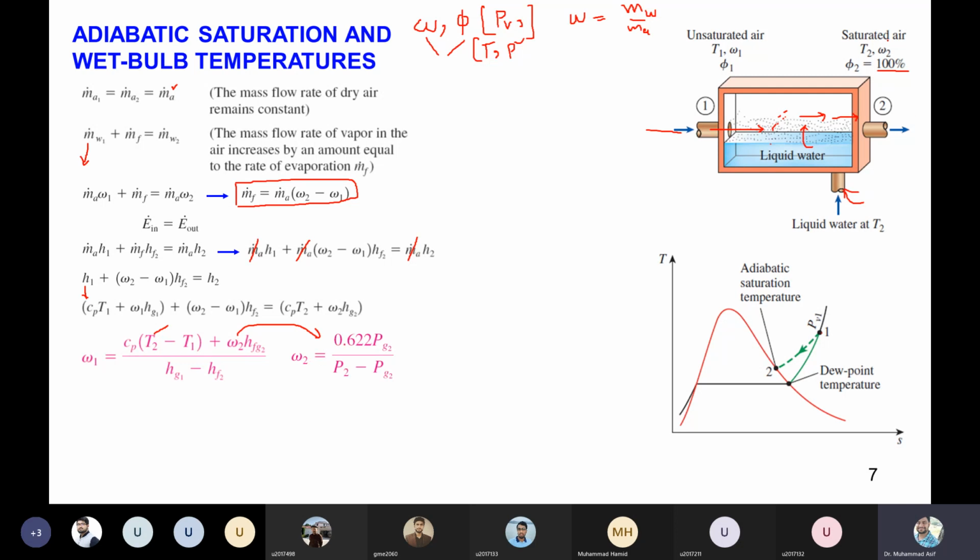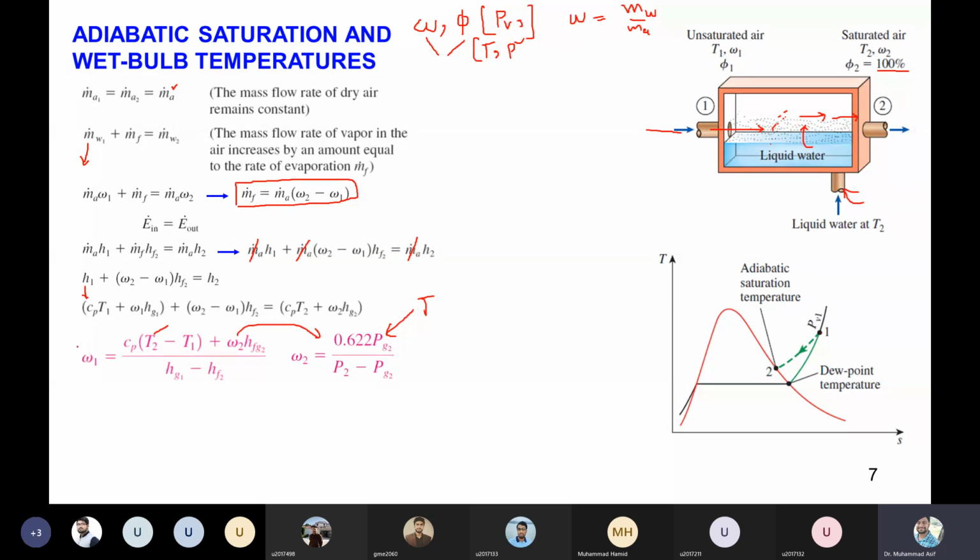0.622 times the ratio of pressures, for the state of saturated air. So here instead of PV, now we'll put Pg2. As you know, to get the saturated pressure, you just need the value of temperature. From the steam table, if you know the temperature, you can read the value of Pg.